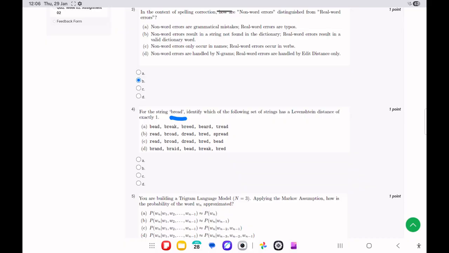I will be deleting a letter from B-R-E-A-D. If I delete the B, I will get read. Then instead of E, if I substitute O, I will get board, B-R-O-A-D. Then once again the substitution, instead of B, I will go for D. Then deletion, if I delete A, I will get B-R-E-D. If I delete R, I will get B-E-A-D. So the option is option C.